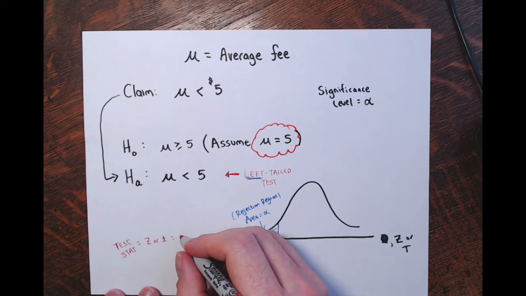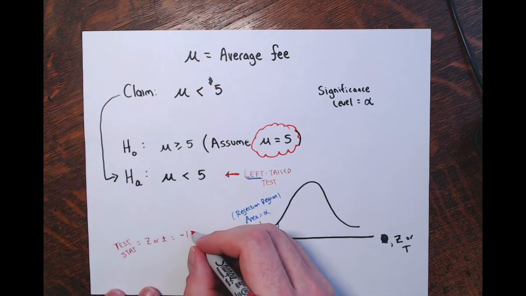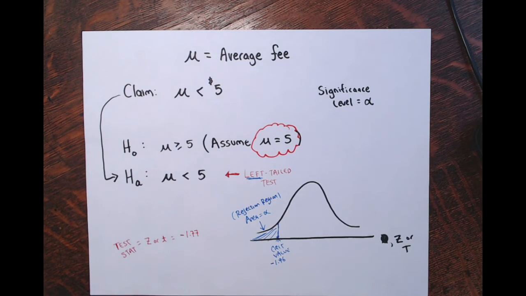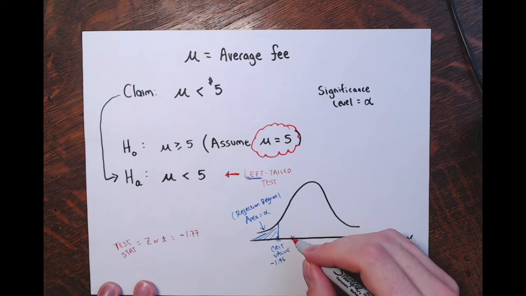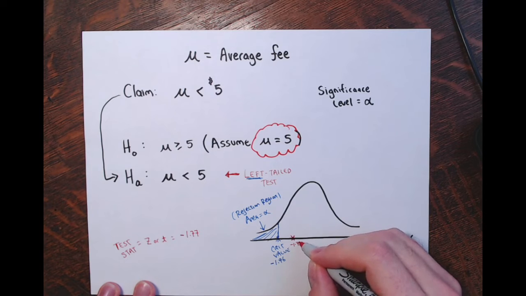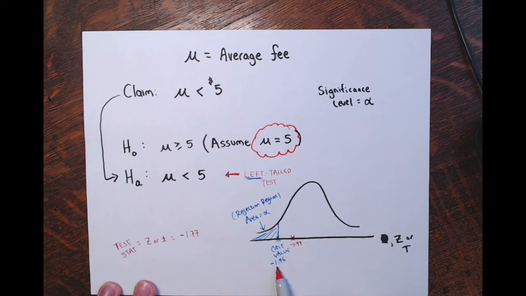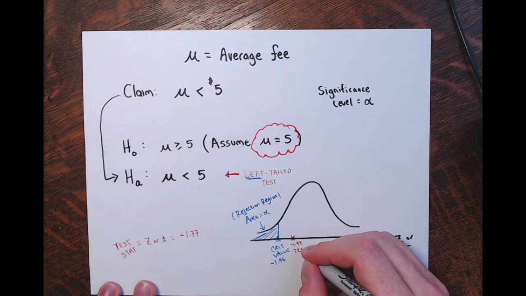And they told us that this test statistic was negative 1.77. He took his sample and calculated this test statistic for that sample's mean, and it came up negative 1.77. Now let's see where that falls on the number line. That would be here. If negative 1.96 is there, negative 1.77 would be to the right of negative 1.96 on the number line.